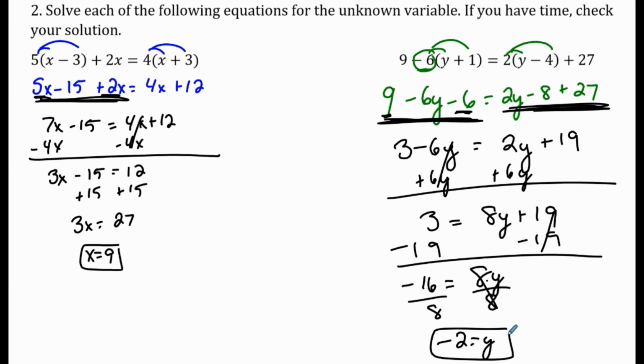That is my solution. Again, I could check these, but I'm not going to waste my time doing that because I have a lot of other equations to solve. But if I gave you one equation, please check it. If I, on a test or something, said solve this equation, please check it by substituting back in.